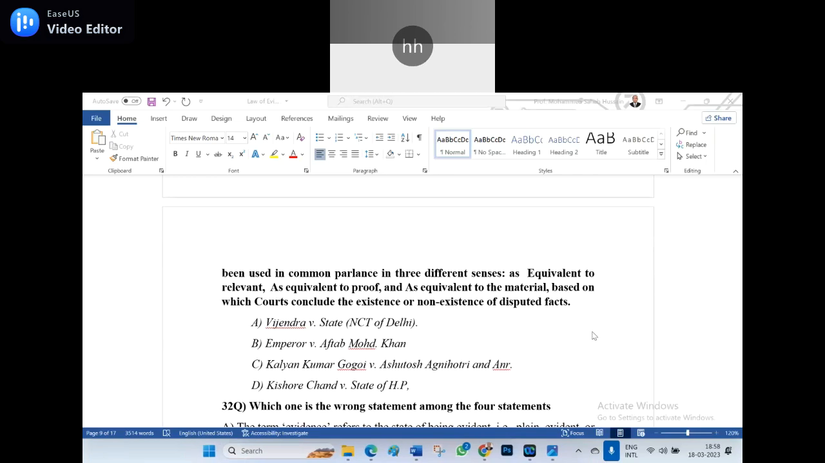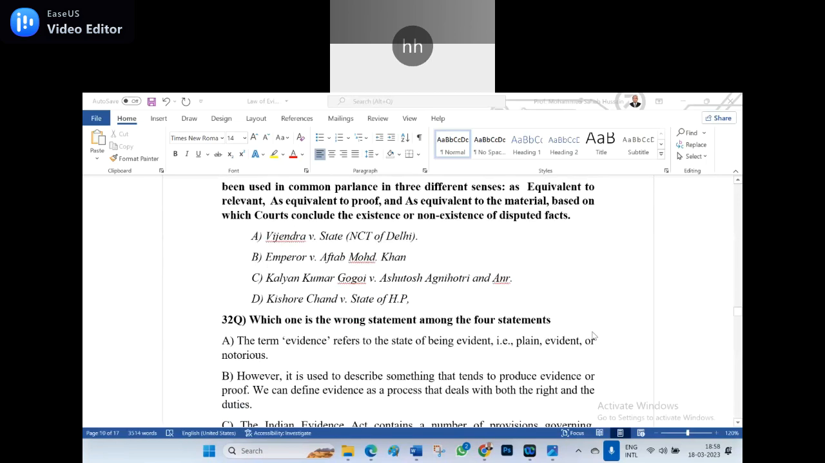Option A, sir. A for America. Yes, sir. Wrong. Option C, sir. Option C is the right answer. Kalyan Kumar Gogoi versus Ashutosh Agnihotri and others. In that case law it is decided.